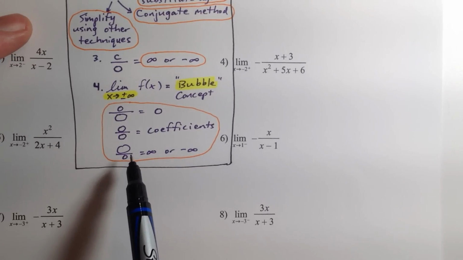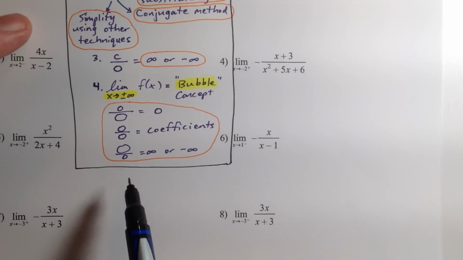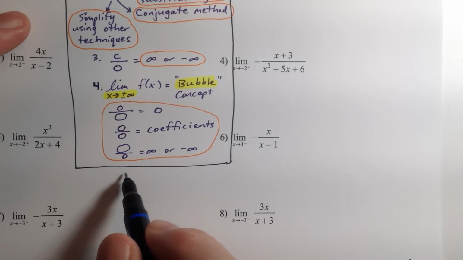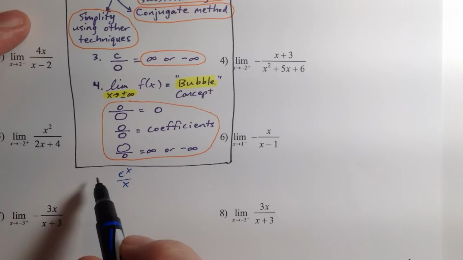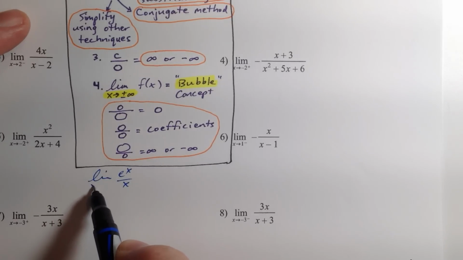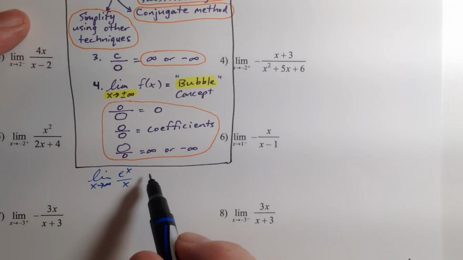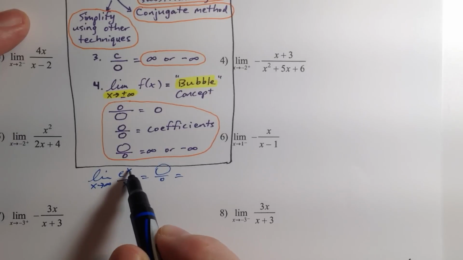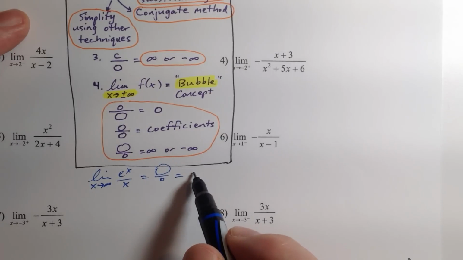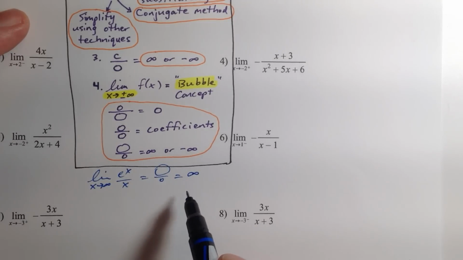If, however, finally, the numerator happens to be growing faster than the denominator, for example, as x approaches infinity, e to the x divided by x, that would be a bigger bubble on top, because e to the x is an exponential function, and it grows much quicker than the x. Both numerator and denominator, as x approaches positive infinity, would both be positive, and so we would get positive infinity.